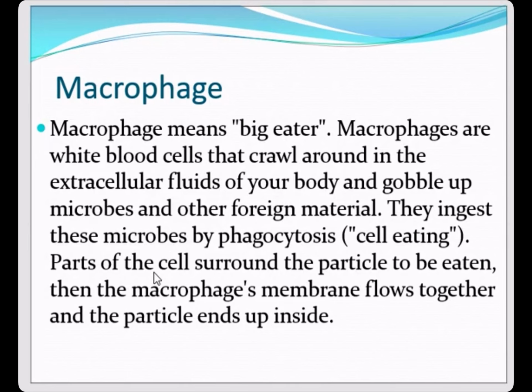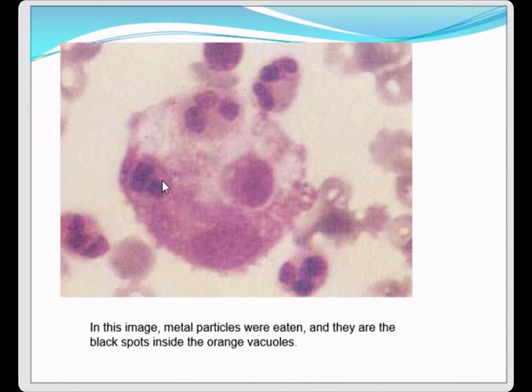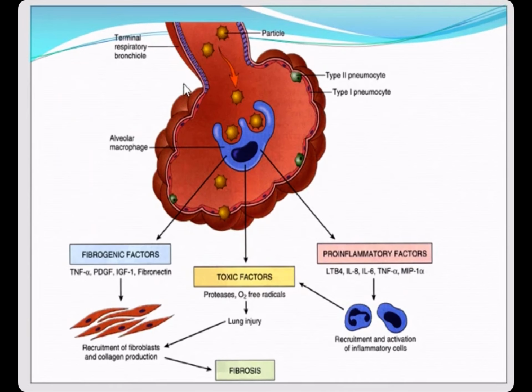Part of the cell surrounds the particle to be eaten, then the macrophage membrane flows together and the particle ends up inside. But some particles, for example silica, are very special. You will see in this picture, these big eaters swallow dust. And you will find the black spots inside the orange vacuoles. This picture shows when the particles go inside, the macrophage starts to swallow them.